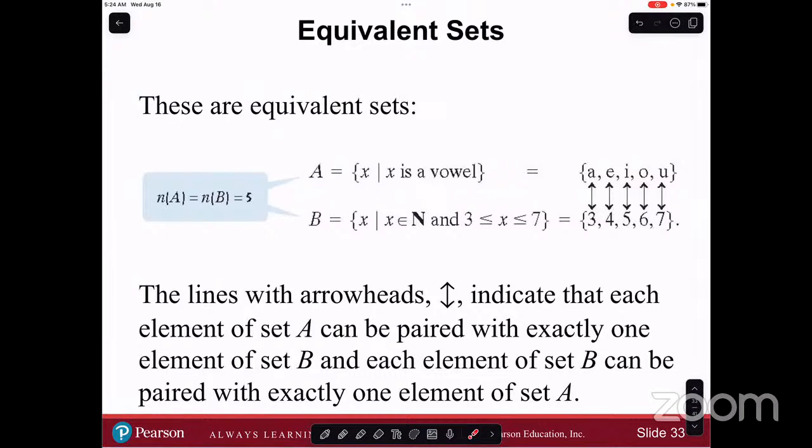equal, they're equivalent, right? The lines with arrowheads like this indicate that each element of set A can be paired with exactly one element of set B. So each element of set A can be paired with exactly one element of set B, and each element of set B can be paired with exactly one element of set A, right? So it's a one-to-one mapping.